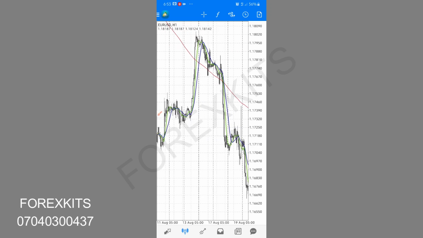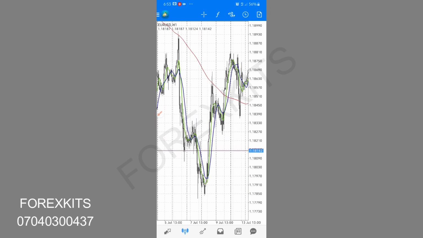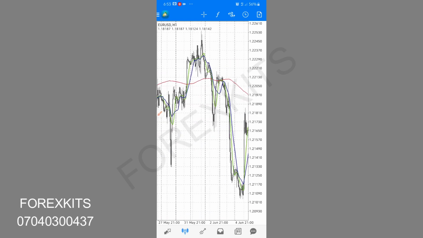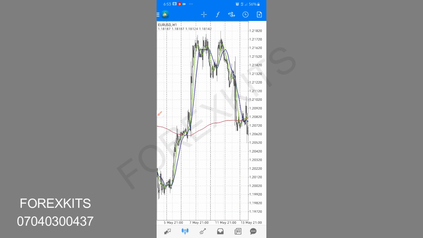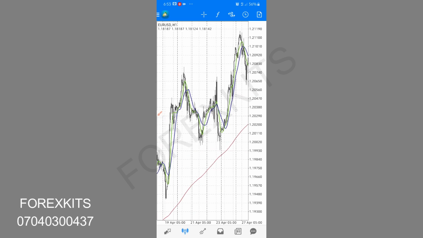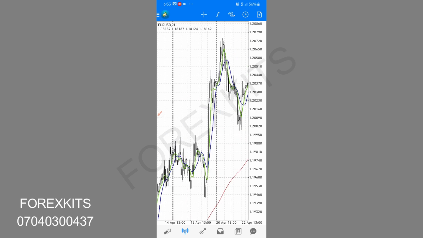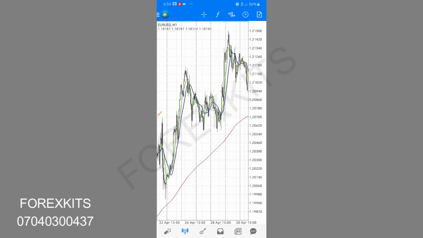Just make sure that you use the trends. And then how do you know a trend? You use the 200 moving average, hence why you have the 200 moving average here. So let's look at scenarios where we would have taken trades with the golden cross strategy.